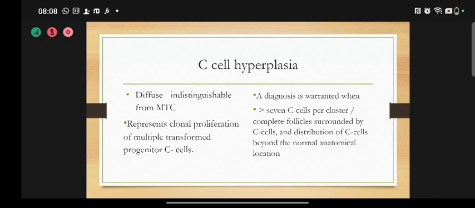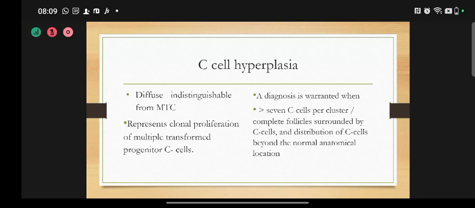So C-cell hyperplasia is the precursor form of medullary thyroid cancer. It is considered a precursor. So it can be diffuse and indistinguishable from medullary thyroid cancer. It actually represents clonal proliferation of multiple transformed progenitor C cells. So we should evaluate for C-cell hyperplasia when there are more than 7 C cells per cluster, or complete follicles surrounded by C cells, or a distribution of C cells beyond the normal anatomical location. The normal anatomical location is at the junction of the upper one-third and lower two-thirds on the lateral border.